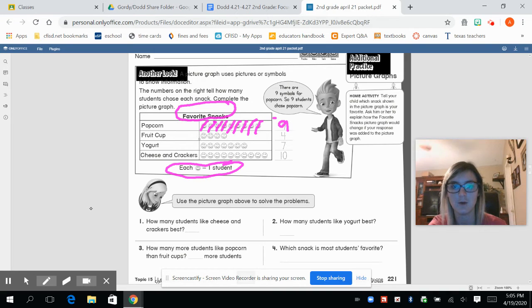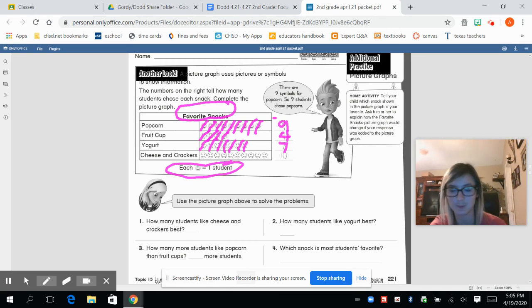Fruit cup. 1, 2, 3, 4. So 4 students' favorite snack was a fruit cup. Yogurt. 1, 2, 3, 4, 5, 6, 7. There were 7 students whose favorite snack was yogurt.